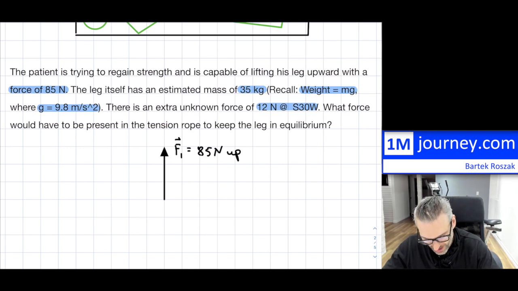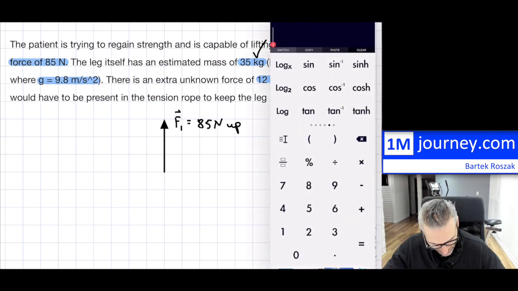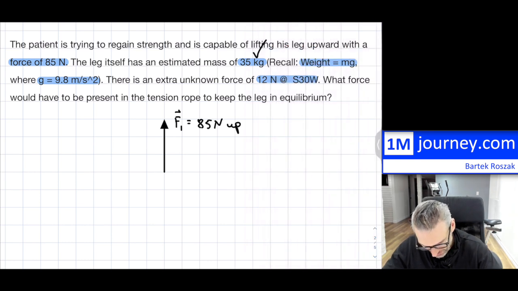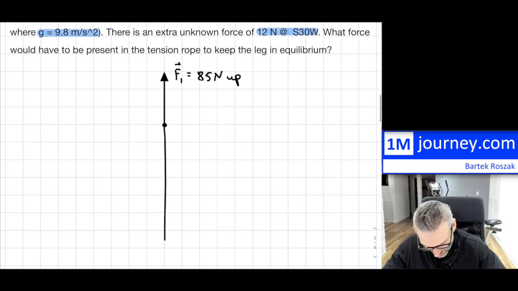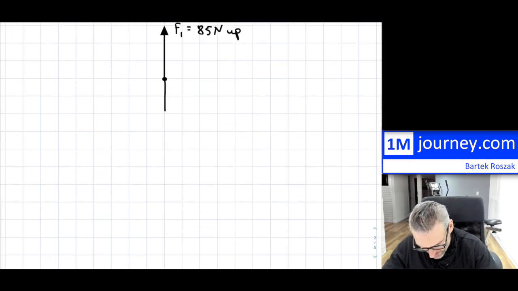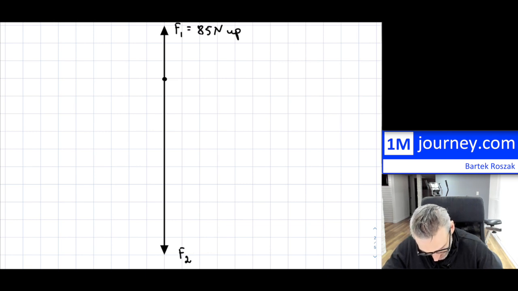We have the weight itself, which is 35 times the gravity, so 35 times 9.8, that's 343. That's going to be downwards. If I made this proportional it would have been really large, but I'll just make it this big. It's not exactly proportional, but that's all right. So this is 343 newtons, and it is down.